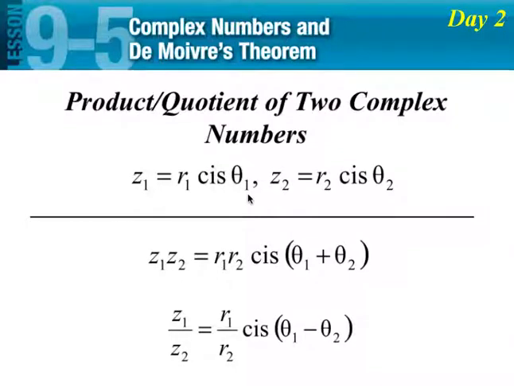Second day. So we've got three things we need to cover. We need to cover the product and quotient of two complex numbers. We're going to cover De Moivre's theorem, and then we're going to cover the nth-roots theorem. And so first of all, the product or quotient of two complex numbers.